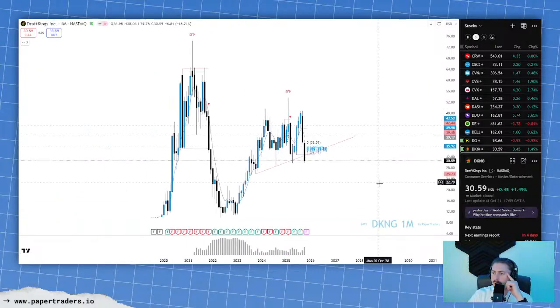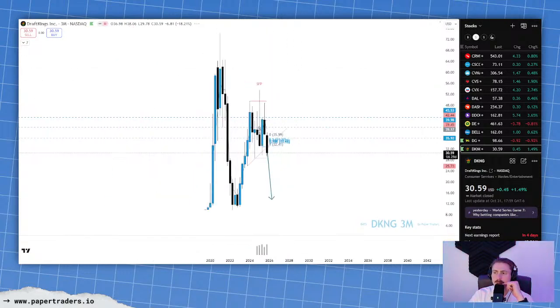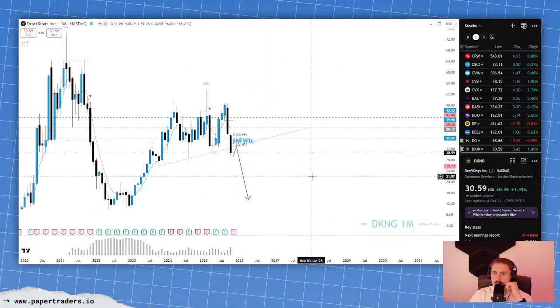DraftKings, shitting the bed. Probably gonna come back on the monthly like this and then just gusher. Right, or fake break, and then continuation into football season for all those gambling addicts.